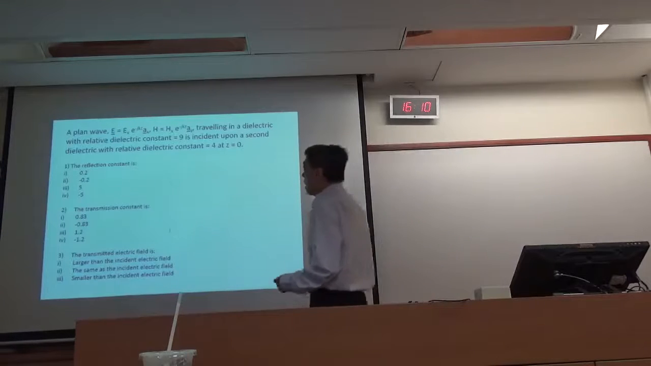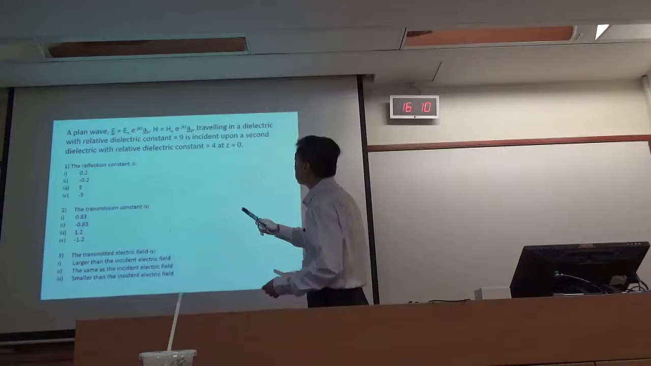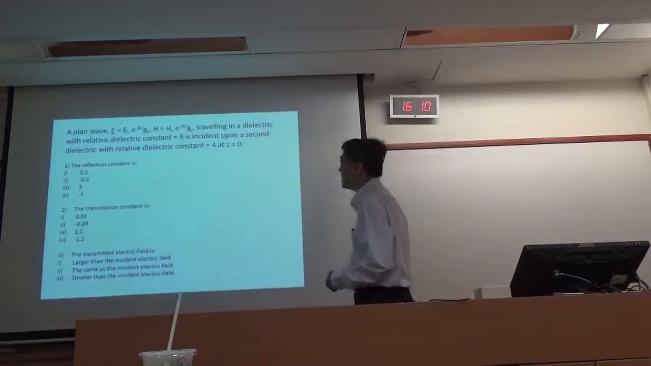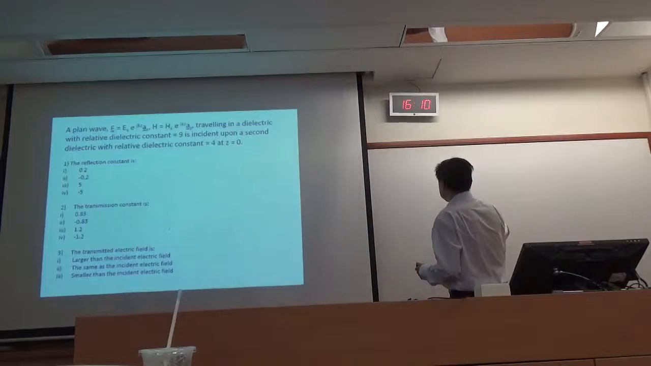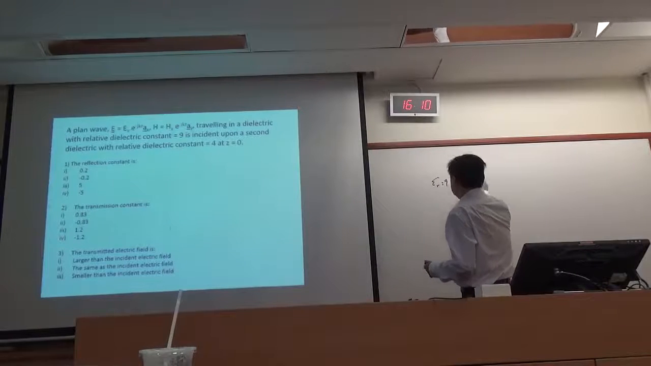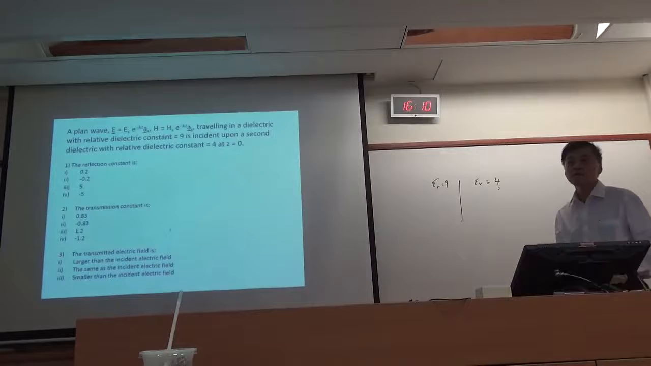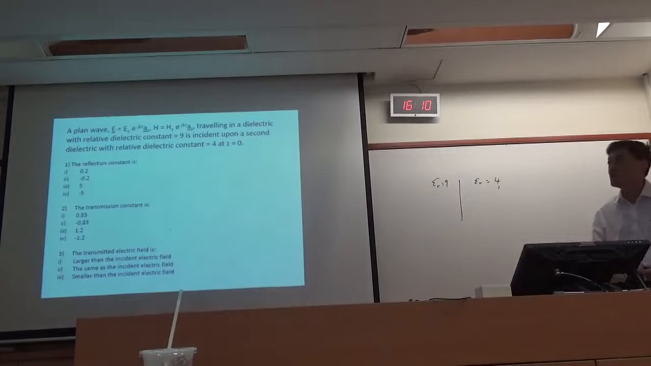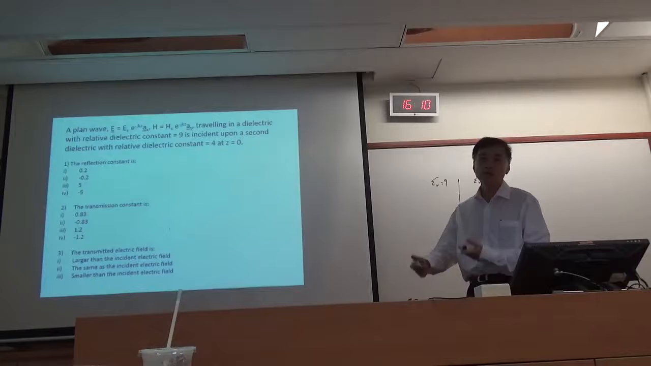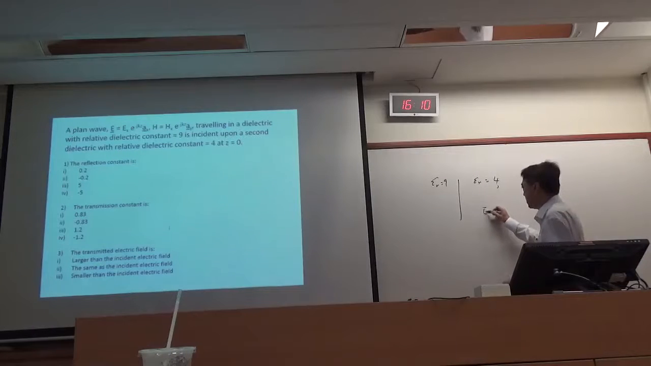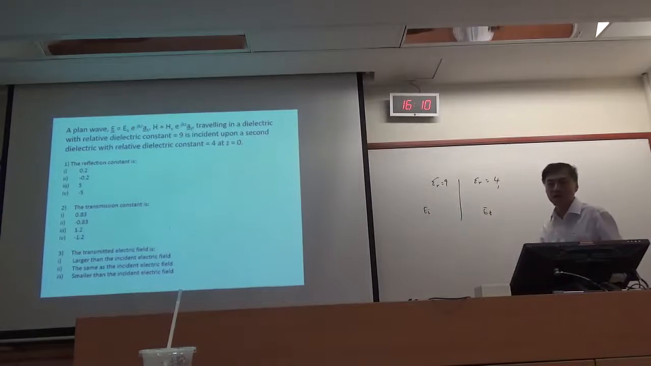Now, a plane wave traveling in a dielectric with a relative dielectric constant equal to 9 is incident upon the second media. So this is epsilon r equal to 9, this is epsilon r equal to 4. Now we are asked to find the reflection coefficient, transmission coefficient, and what is Et? Is Et bigger than Ei or smaller than Ei?